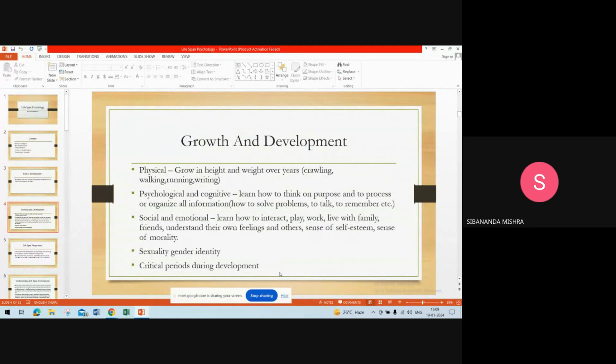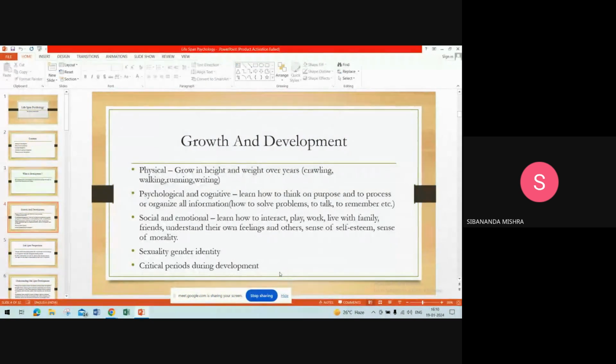The next slide is growth and development, physical: growth in height and weight over the years, with examples like crawling, walking, running, and writing. Then psychological and cognitive: how to learn, how to think on purpose, to process and organize information, to solve problems, to talk, to remember. Next is social and emotional: learning how to interact, play, work, live with family and friends, understand their own and others' feelings, sense of self-esteem, which means self-confidence, and sense of morality.